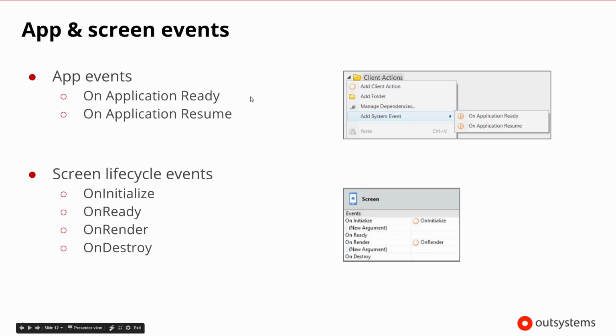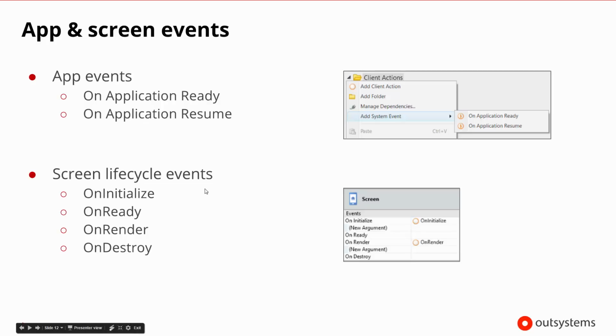One of the things that's been added is there are new app events. When we create client actions, the app may need to know when the application has become ready, so the user has opened the app for the first time. And sometimes they'll open the app and then they'll close it. When the application resumes, we need to be able to know when the application is resumed so we can react to that as well. Now, once we know the app is open and we're able to work with it, we'll be on a particular screen.